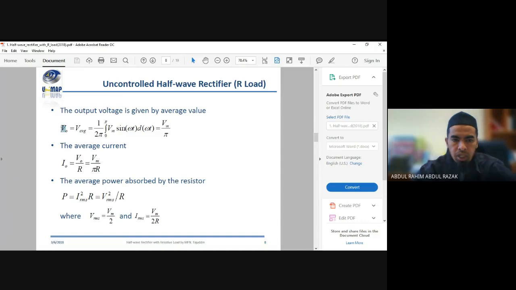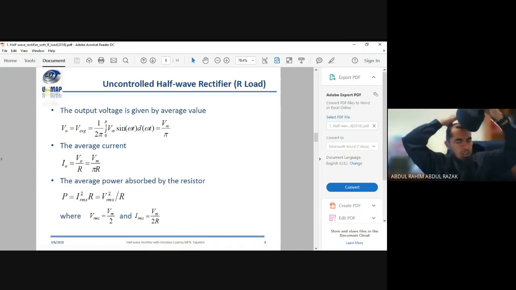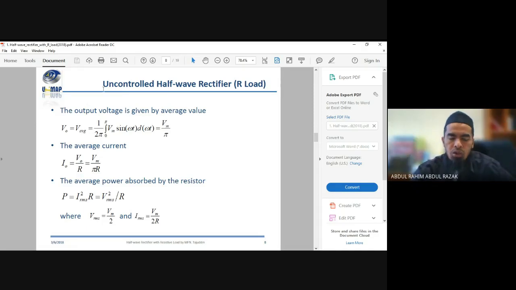V out is considered as the average value of the output, which, if you calculate mathematically, is equal to 1 over the full cycle of 2 pi, integrate between 0 to pi because we only have half cycles, of sine omega t d omega t. If we solve the equation, it will be only V peak divided by pi. That's the average output of our signal for a half wave rectifier.